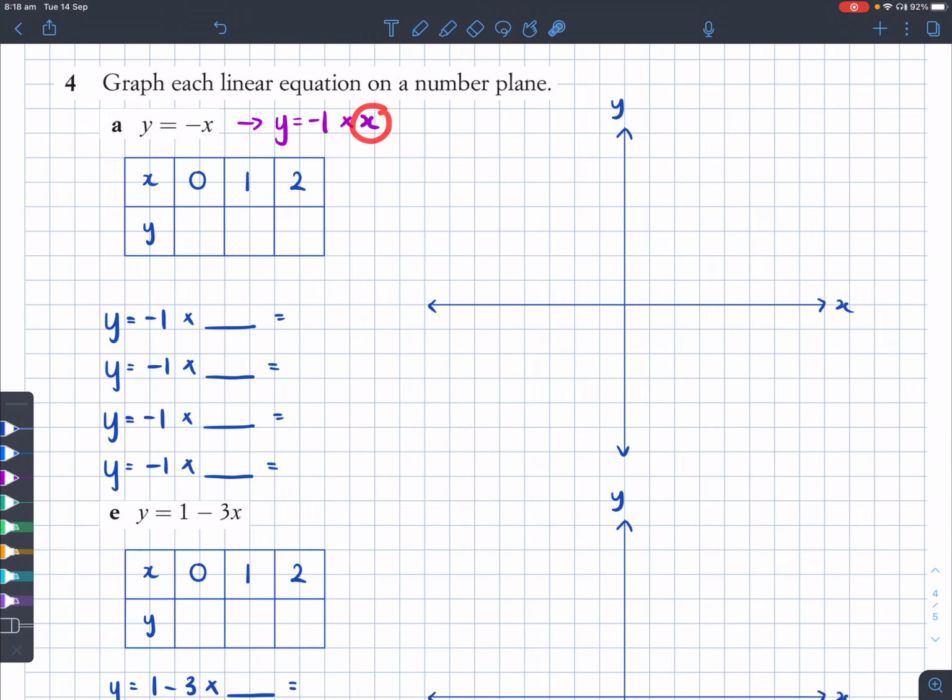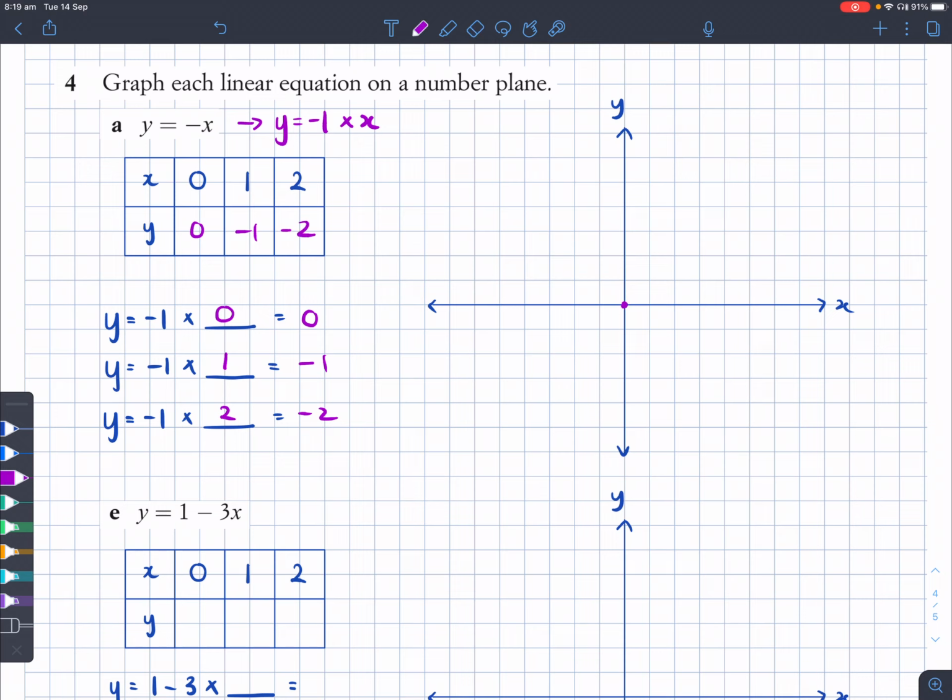So if I substitute x as 0, 1, and 2, minus 1 times 0 is 0. Minus 1 times 1 is negative 1. And minus 1 times 2 is negative 2. Okay, so let's plot that.